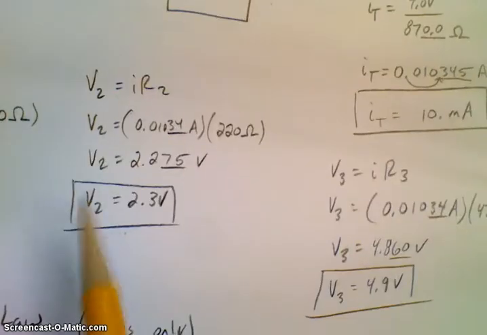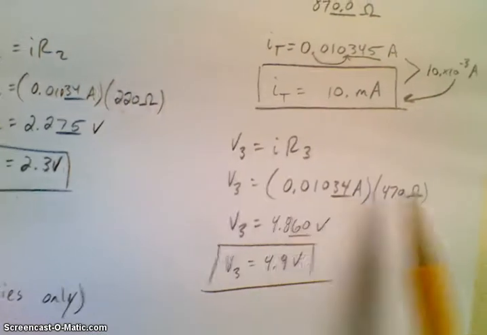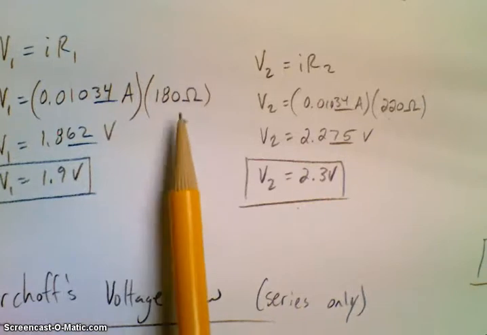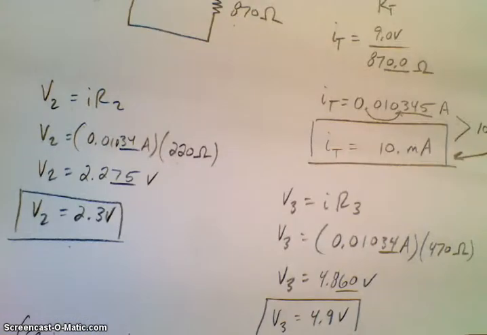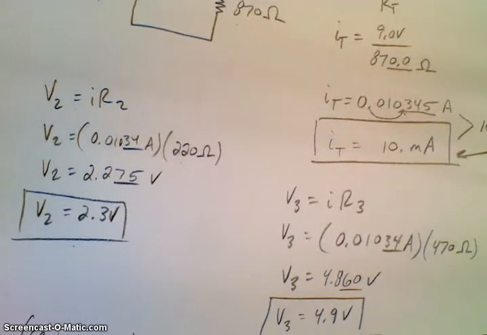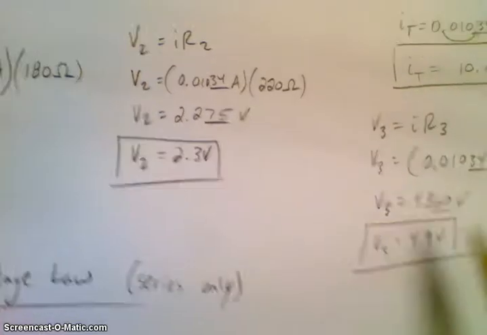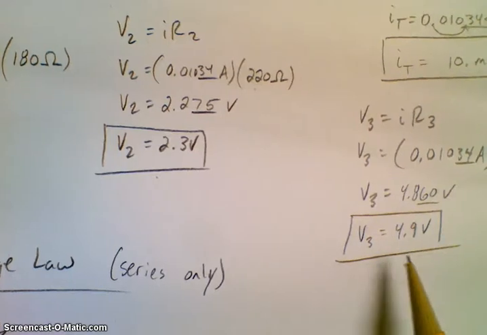Okay, so here's V2. Again, I took current times resistance to get the voltage of 2.3 volts. And then V3, again, current times the resistance of the third resistor to get 4.9 volts. Here's what you should notice. What do you notice about resistance and voltage values? As resistance increases, what's required to keep the current moving through it? More voltage to push it through, right? So that's what we should notice in our values, that the higher resistance that an item has, the more push or voltage across that resistor there needs to be.